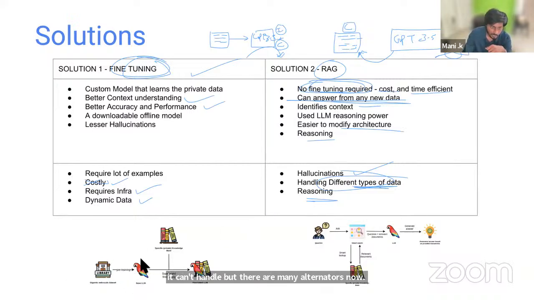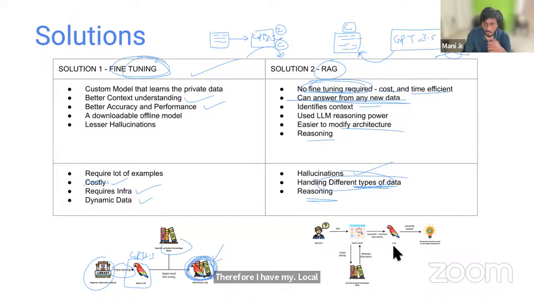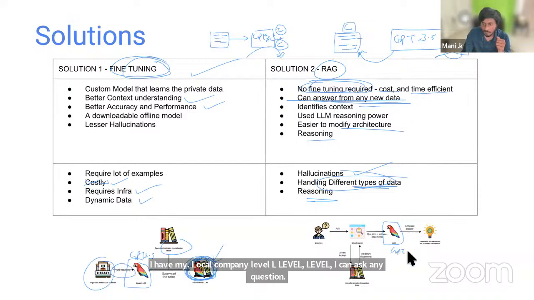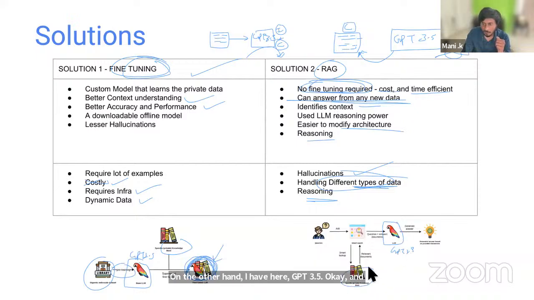So as you can see, I will take a base LLM like GPT 3.5, and I will give the information about my company. Pre-training will happen. So pre-training has happened. Therefore, I have my local company level LLM ready. I can ask any question. On the other hand, I have here LLM GPT 3.5, and I have my data.